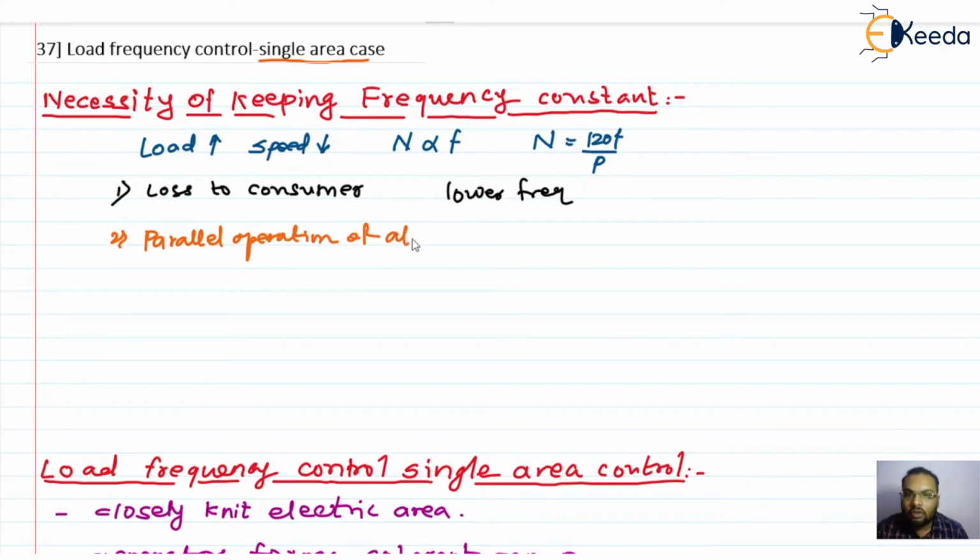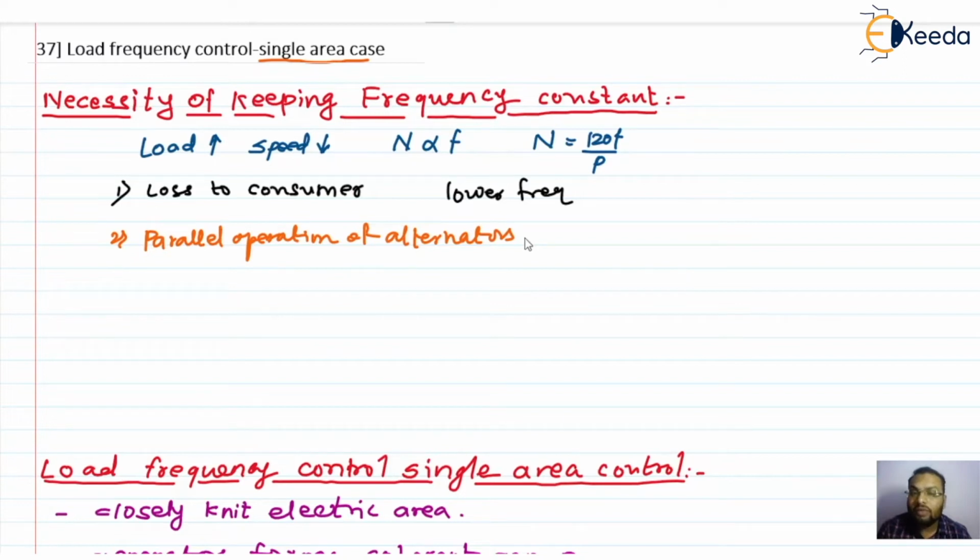Parallel operation of alternator is not possible here. What happens when we have to operate the alternator in parallel? We need to synchronize them, okay? Or else, suppose you are going to connect the alternator to the grid, you need to synchronize the alternator with the grid. When can we say that we are synchronizing it?